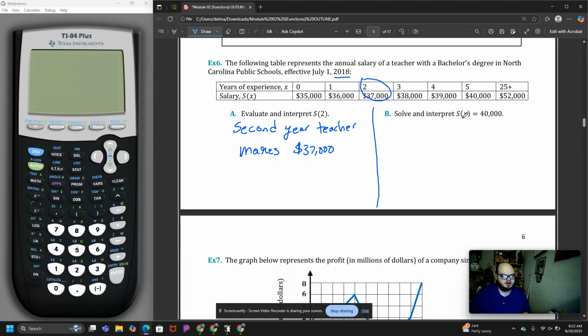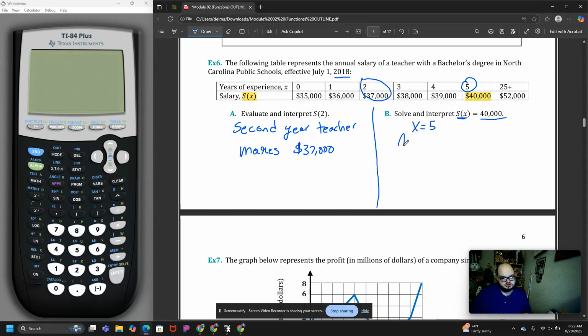Solve and interpret S of x equals 40,000. For this one, you're looking in the S of x column and seeing where you see 40,000, and it's right here. So I'm saying, well, what year does that match up with? 5 years. So x equals 5.